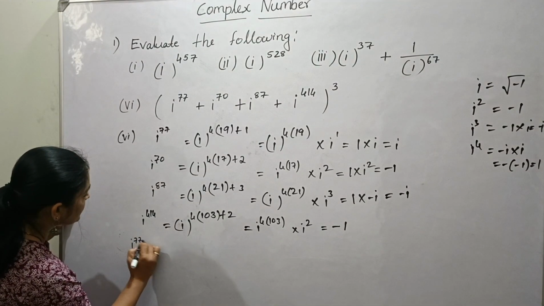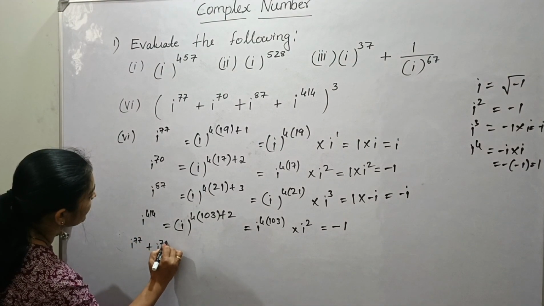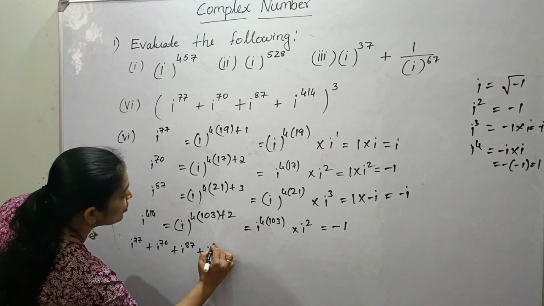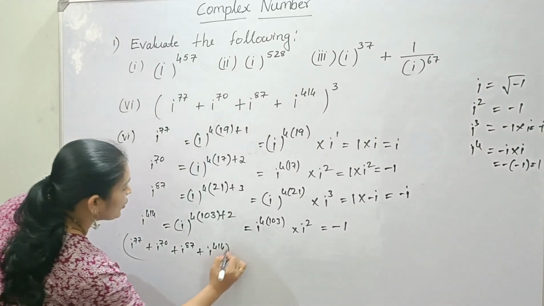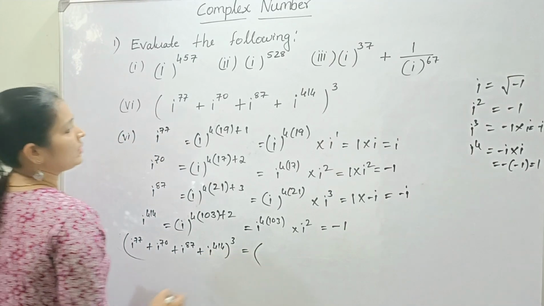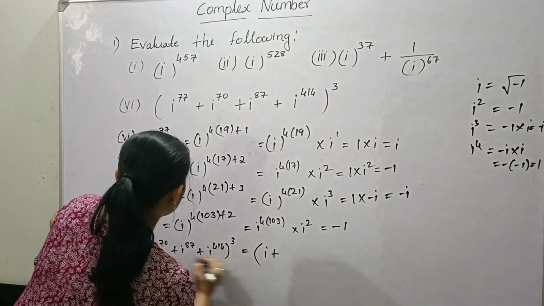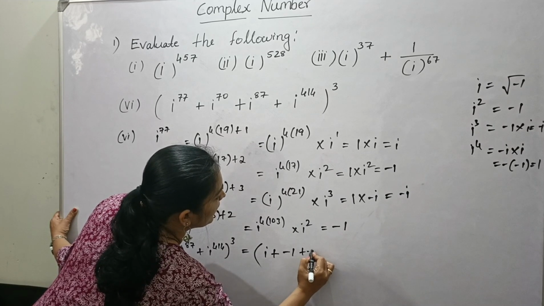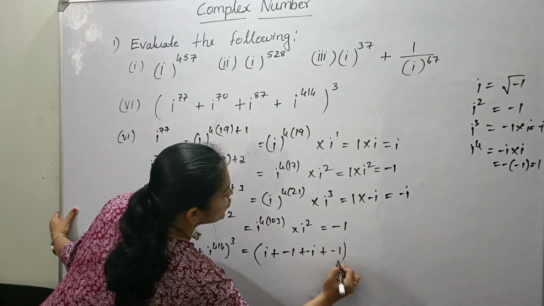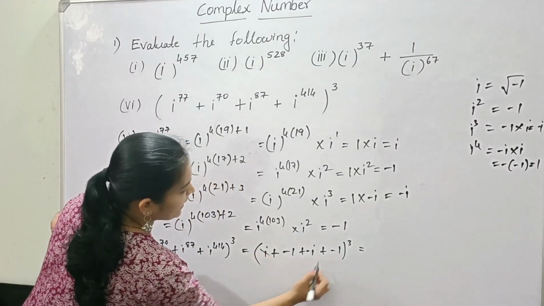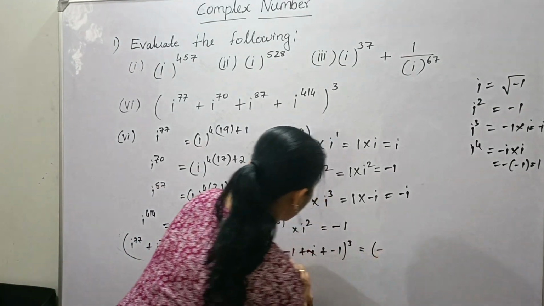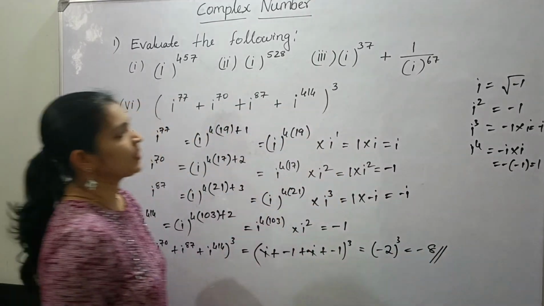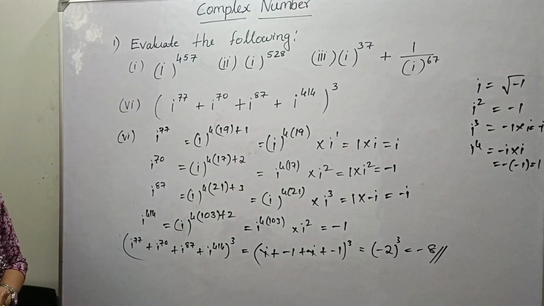i raised to 77 plus i raised to 70 plus i raised to 87 plus i raised to 414 whole cube, that is equal to i plus minus 1 plus minus i plus minus 1 whole cube. Here plus i minus i cancelled. So minus 1 minus 1, minus 2. Minus 2 cube is nothing but minus 8. So the value of this fourth one is minus 8.